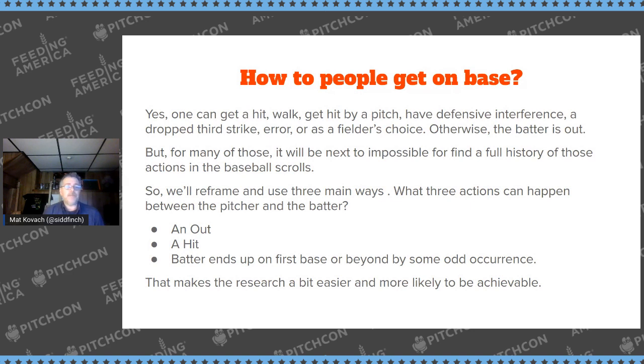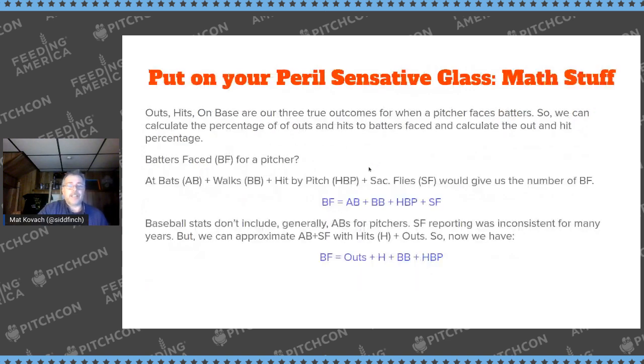So basically what we'll do is there are 3 actions that can happen. Somebody can get out, they can get a hit, or they end up on first base or beyond by some odd occurrence that is not a hit. So we're going to look at it that way, and we can break that down a little bit. This took a lot of math and data clarity, and I've got it out of our way here. So here's the math stuff.